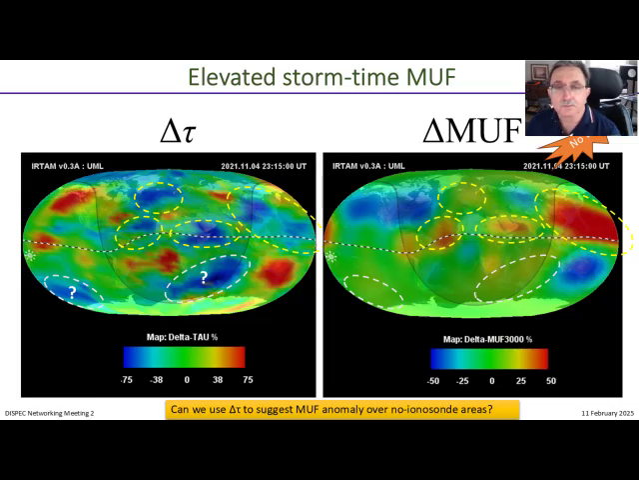So, well, there are two question marks on the left map. Low tau does not correspond to high MUF. These are areas where no ionosondes are available. These are ionosonde no coverage regions. So we may have found a tool to sense MUF dynamics over the no coverage areas. We would also be able to make recommendations for setting up new ionosonde observatories over these areas.